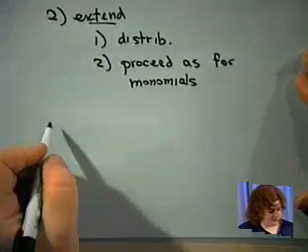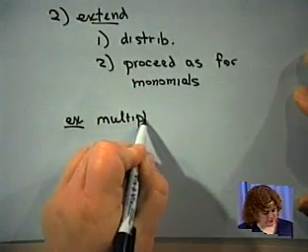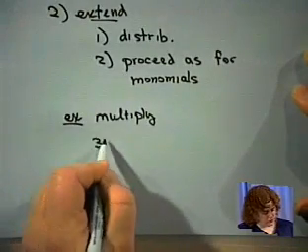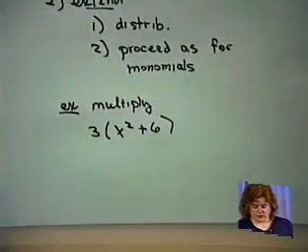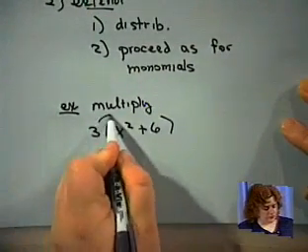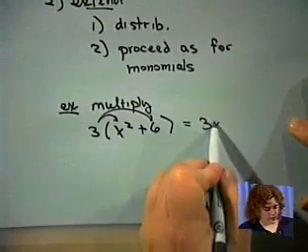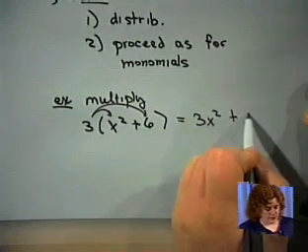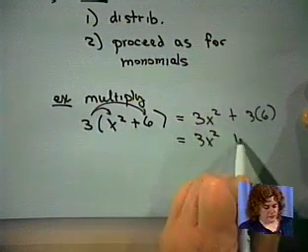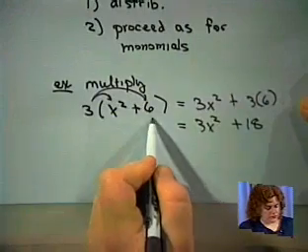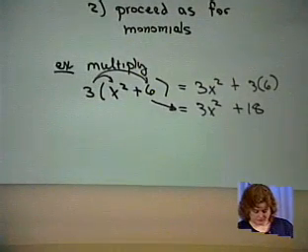So let's look at an example. Let's multiply 3 times x squared plus 6. This one's fairly straightforward. We're just going to use the distributive property with the 3 and end up with a 3x squared plus a 3 times 6, which simplifies to 3x squared plus 18. And many of you can probably, on most days, safely go directly to the second step.